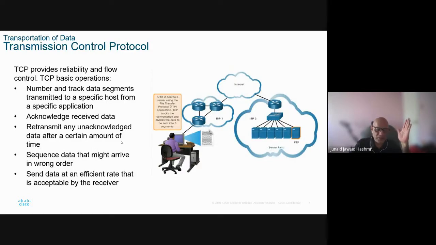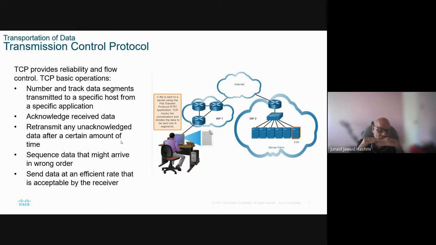So let's talk about TCP. There are two protocols for transporting data, TCP and UDP, and they both have different characteristics. What are the characteristics of the TCP protocol? First of all, it's reliable. It provides reliability and flow control, meaning it's a reliable protocol.